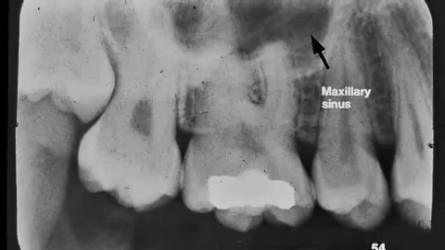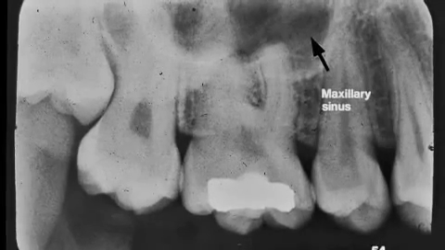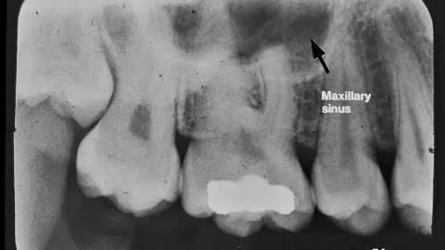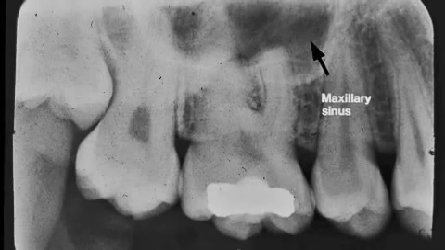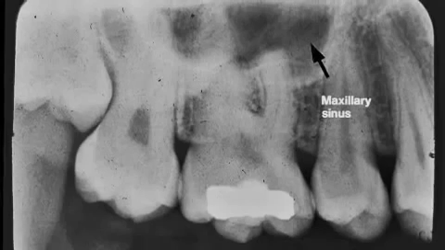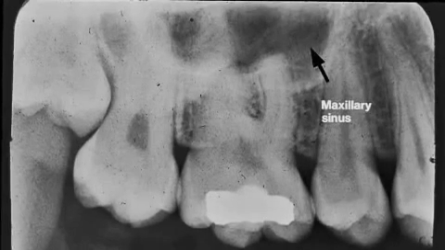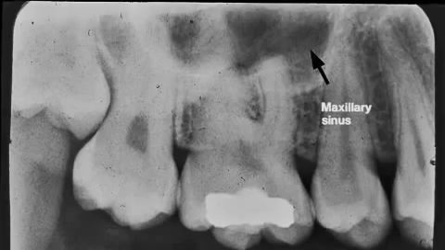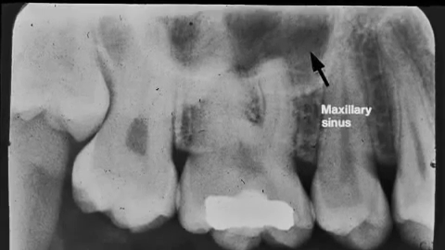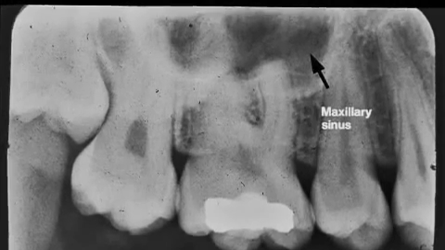The arrow points to the radiolucent maxillary sinus. The sinus extends from the distal of the canine posterior. It is a large radiolucent area. It is outlined by cortical bone, and that cortical bone is radiopaque and forms the floor of the sinus.